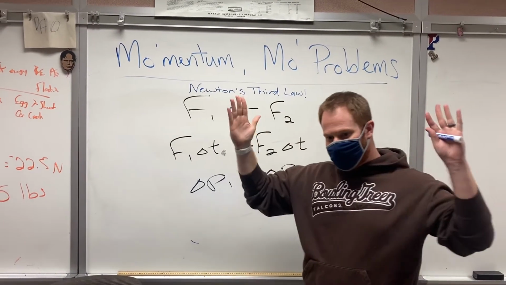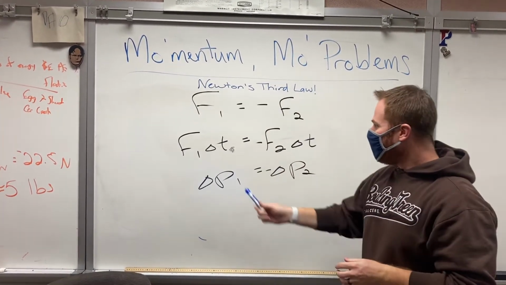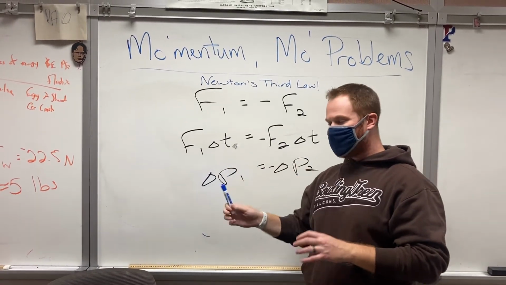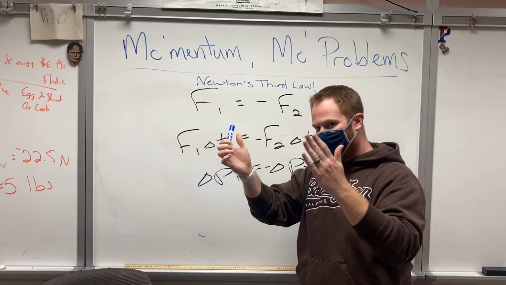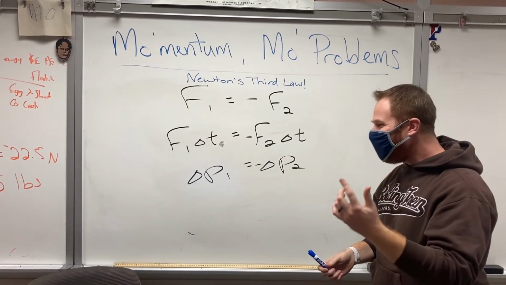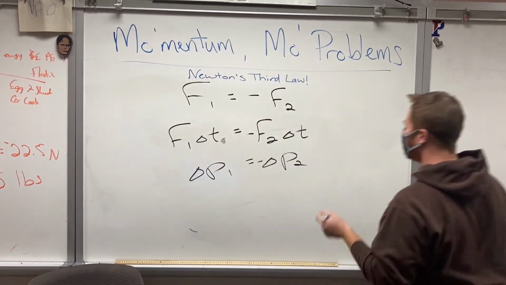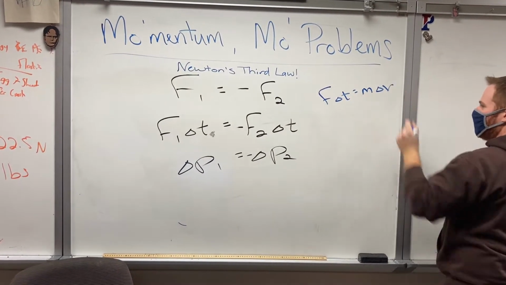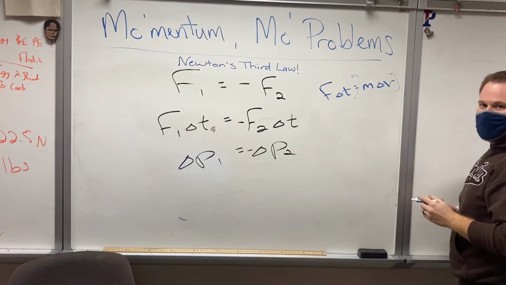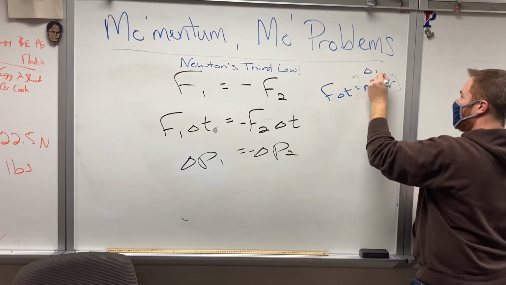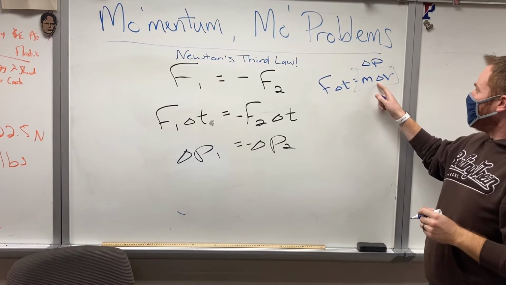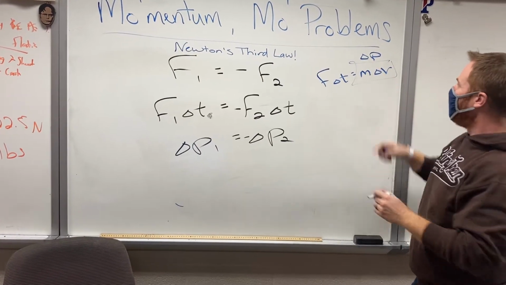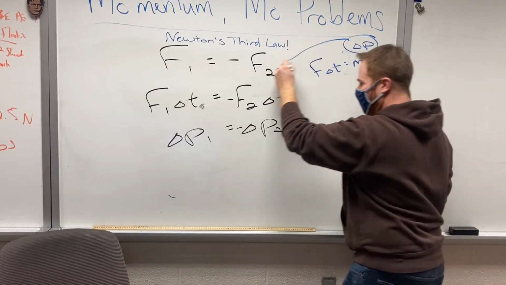Whenever a collision happens, whenever things hit one another, they collide for the same amount of time. So I'm just adding a delta T to each of those to represent the collision. They're hitting for this amount of time. Because, if you remember from earlier, F delta T is equal to M delta V, and this M delta V represents the change in momentum, I'm going to substitute change in momentum in over here.